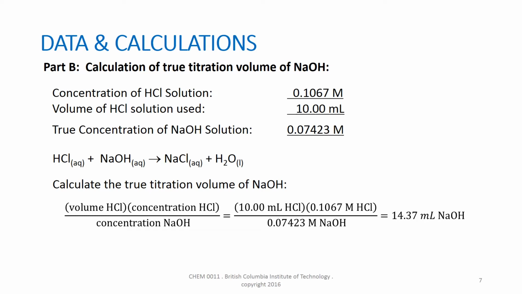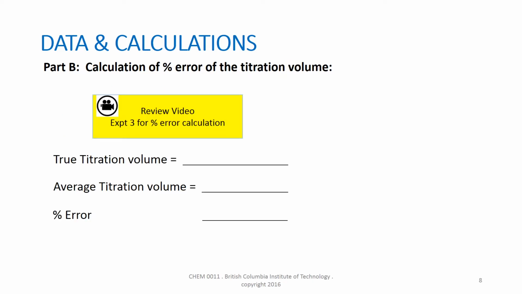In this case, the true titration volume of NaOH is 14.37 milliliters. Review the Experiment 3 video on how to carry out a percent error calculation. From slide 7, the true titration volume is 14.37 milliliters. From slide 6, the average experimental titration volume is 14.47 milliliters.